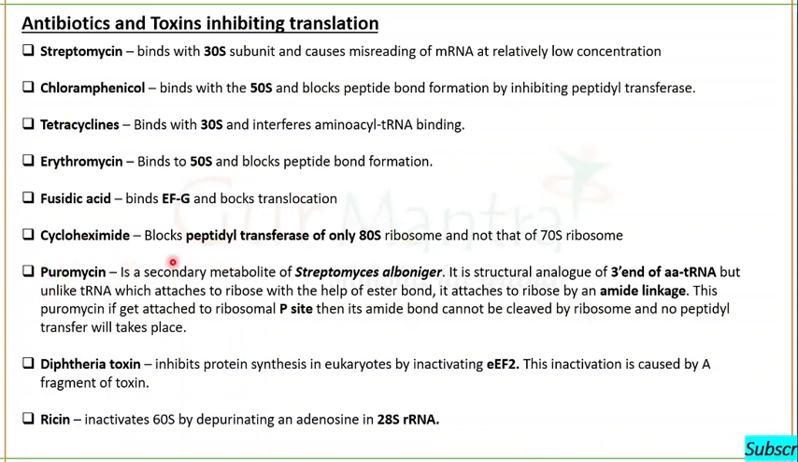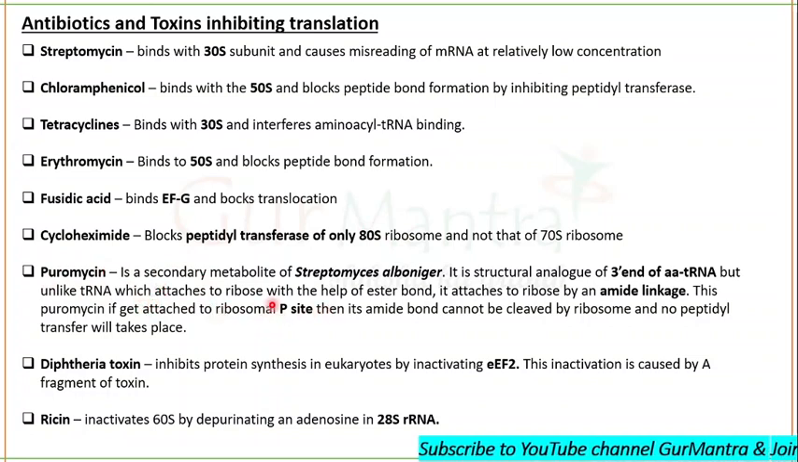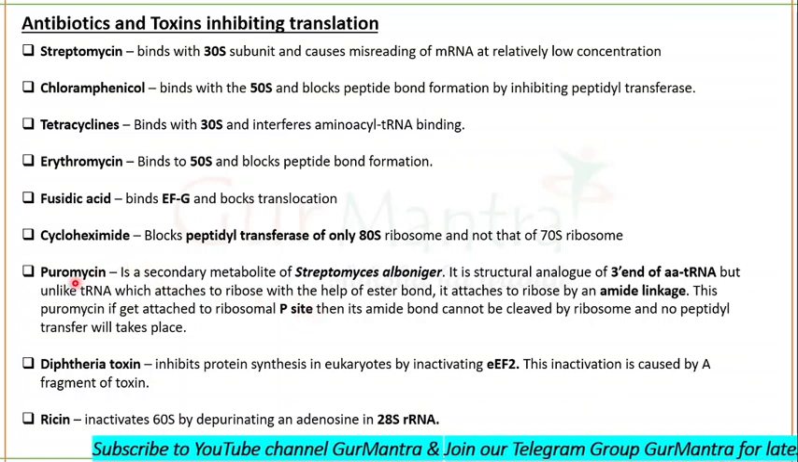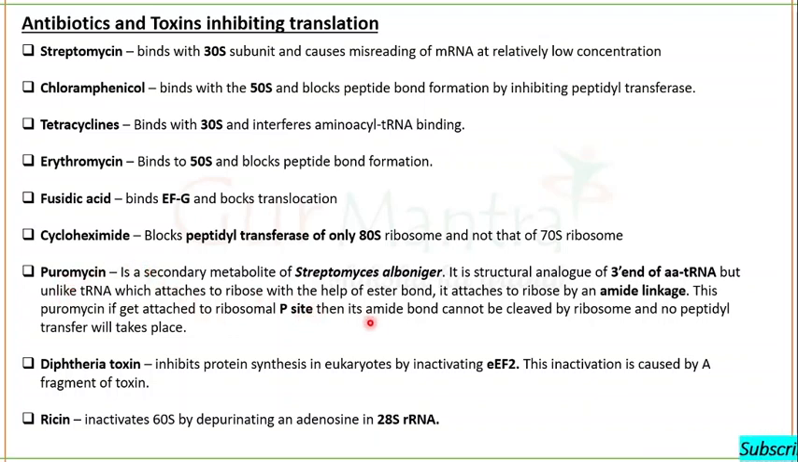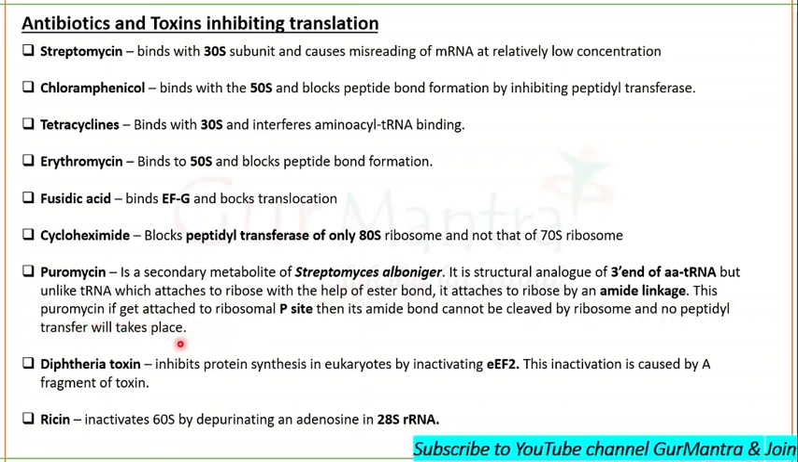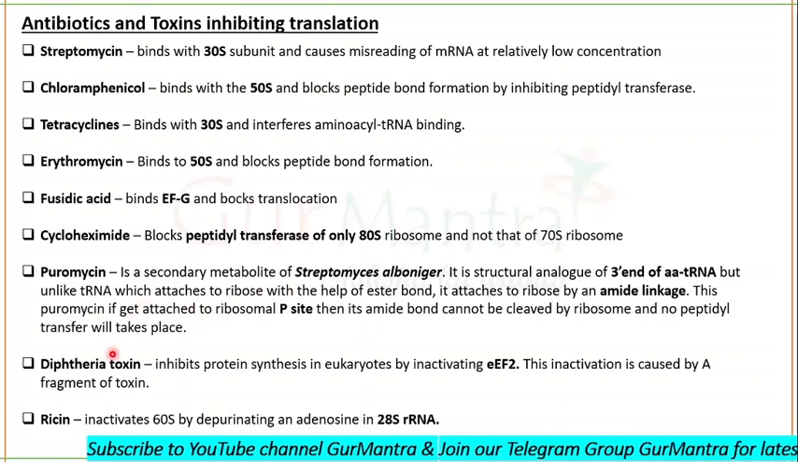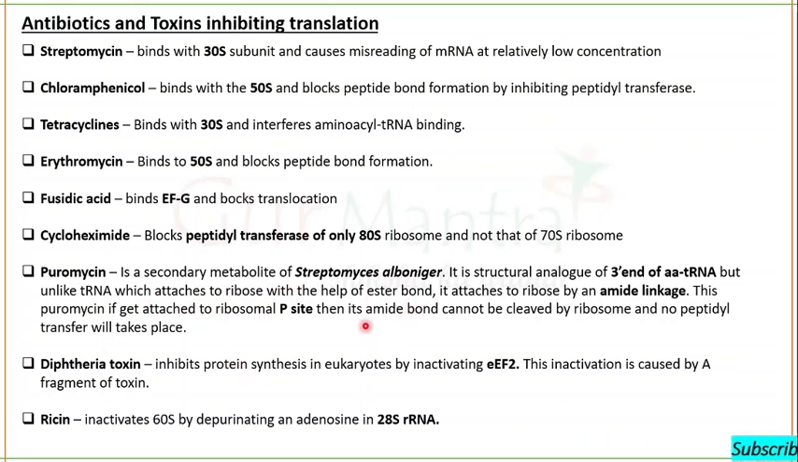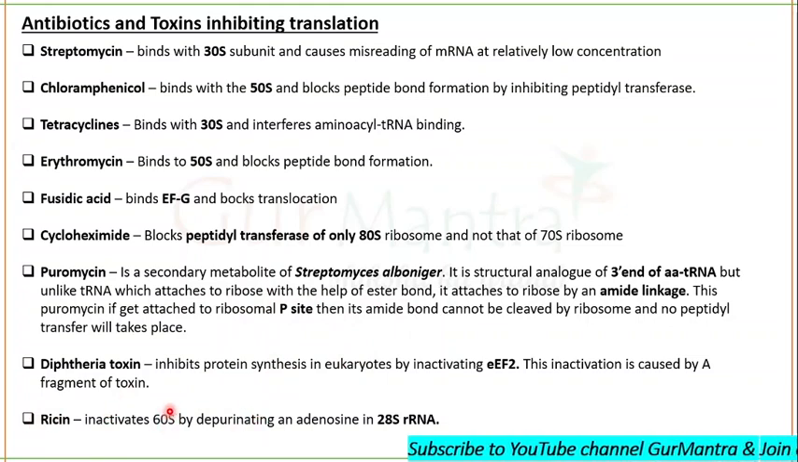Puromycin can perform its function how? By binding with the P site, where there will not be breakage of its amide linkage, and there will not be transfer of the peptidyl group. And hence protein synthesis will be inhibited. Diphtheria toxin is going to block protein synthesis in eukaryotes, and ricin also in eukaryotes. Okay, clear about antibiotics and toxins?